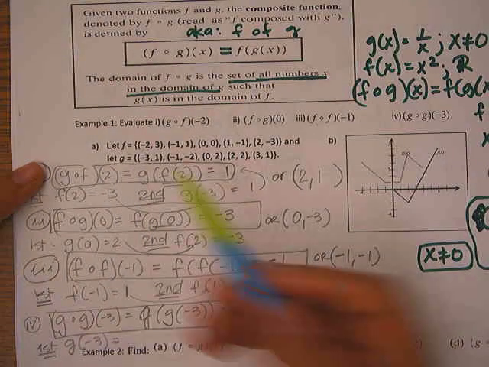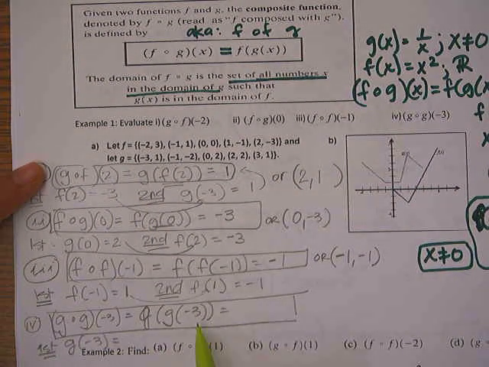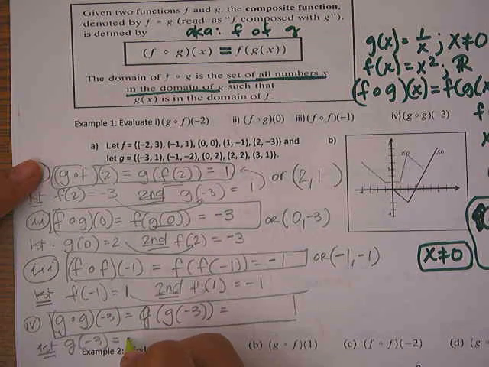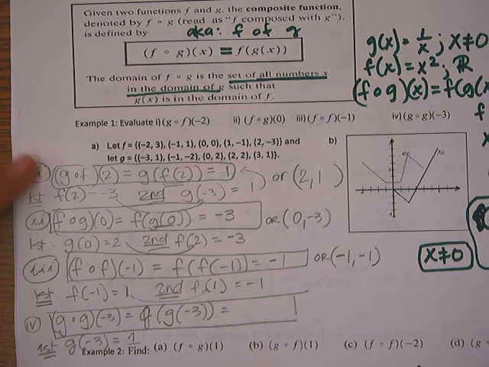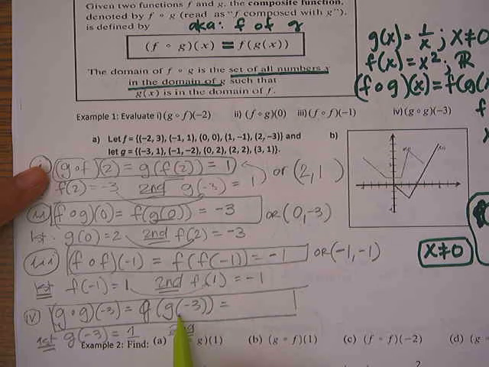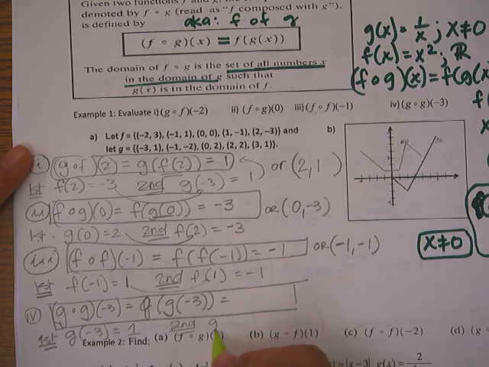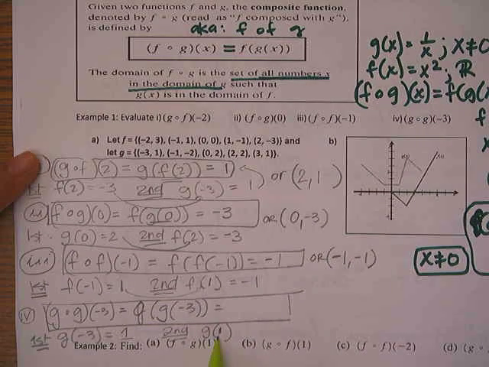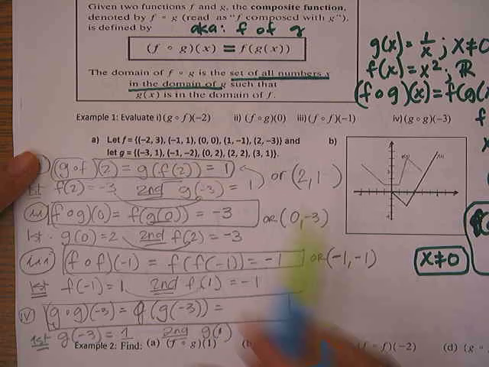So let's look at the g function, negative 3. When the input is negative 3, here's negative 3, the output is positive 1. Second step, now that we know what this is, we can substitute positive 1. So let's go find the g function when the input is positive 1.